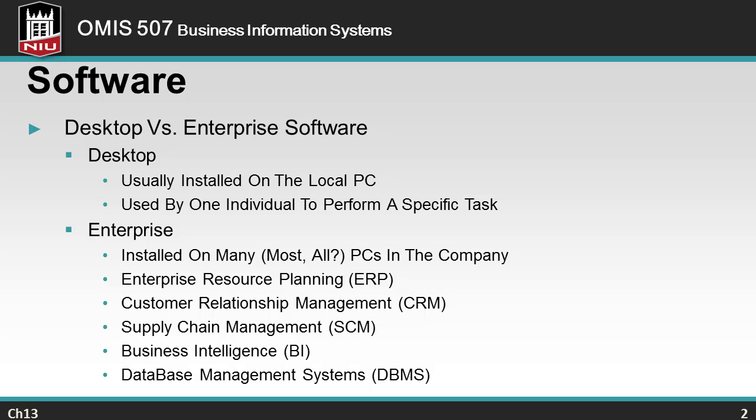Software can be separated into two major categories, desktop and enterprise. Desktop software is installed on your local PC and is typically used by one individual to perform a specific task. Think Word, Excel, and PowerPoint. On the other hand, enterprise software is installed on most computers in the company and is used broadly by a number of employees to support the business. Some enterprise applications include enterprise resource planning, customer relationship management, supply chain management, business intelligence, and database management systems.